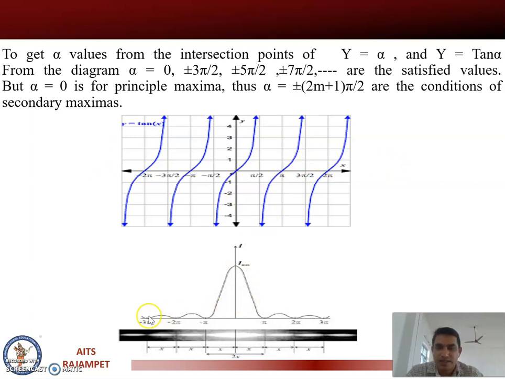You can see the intensity distribution due to the single slit. This is not a wave, this is the intensity distribution. At the 0 position is the principal maxima, and the remaining are the secondary maxima and minima.